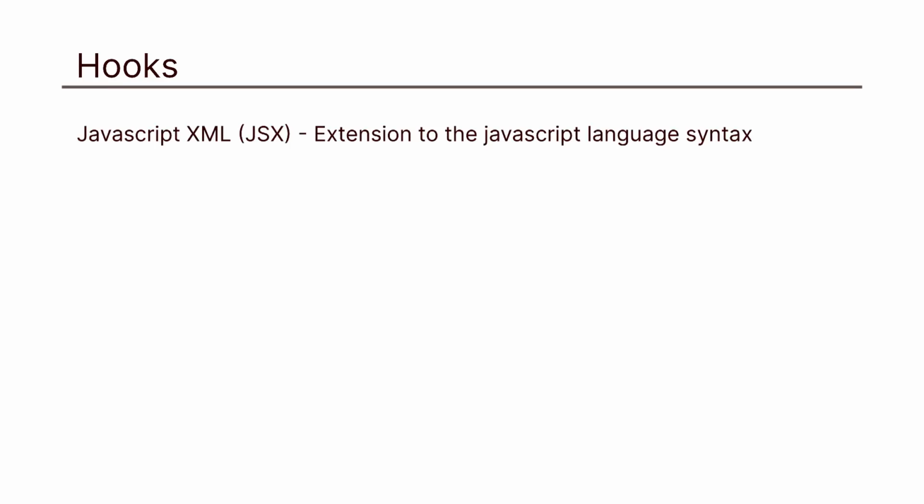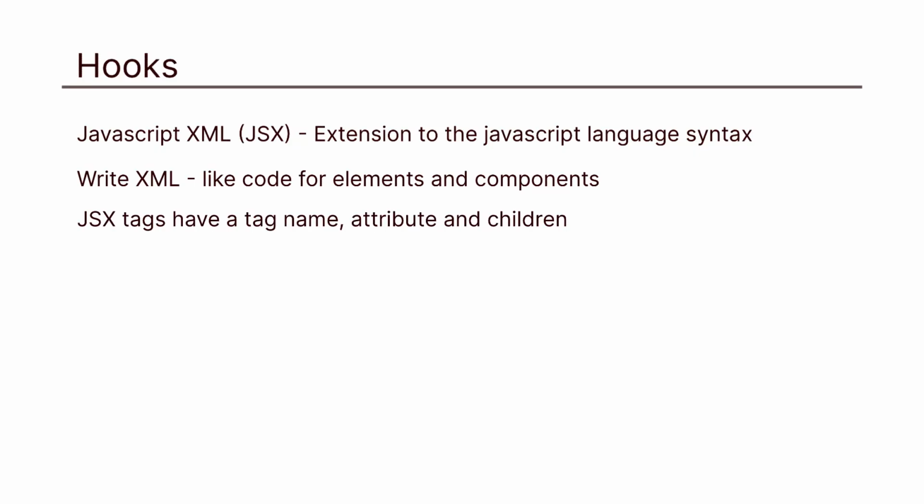JavaScript XML or JSX is an extension to the JavaScript language syntax. With the React library, it's an extension to write XML-like code for elements and components. And just like XML, JSX tags have a tag name, attributes, and children.